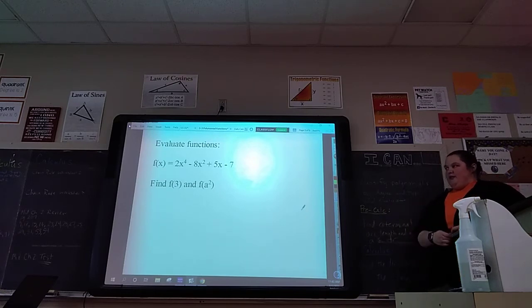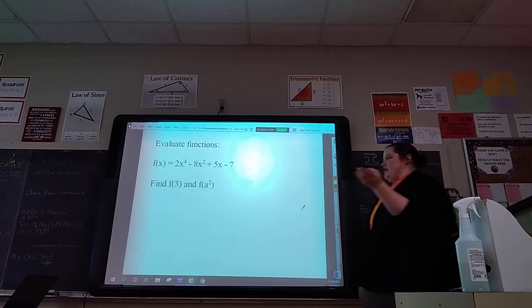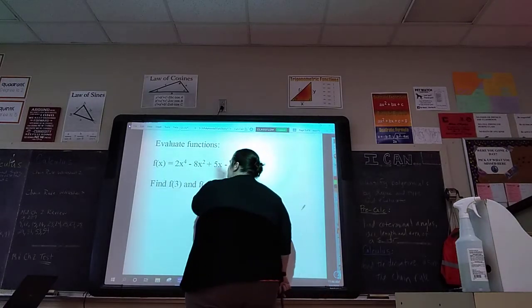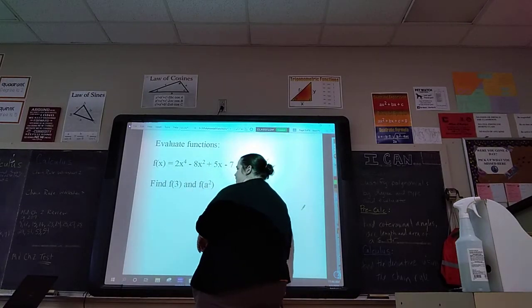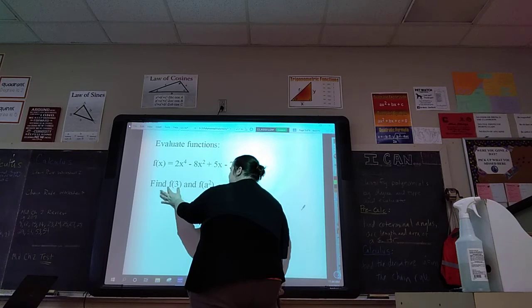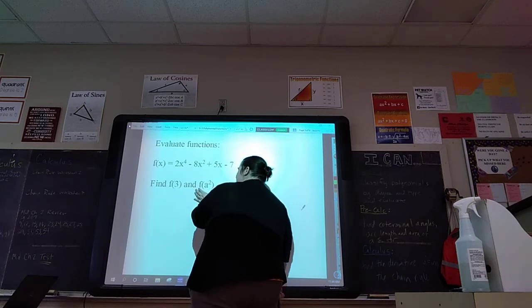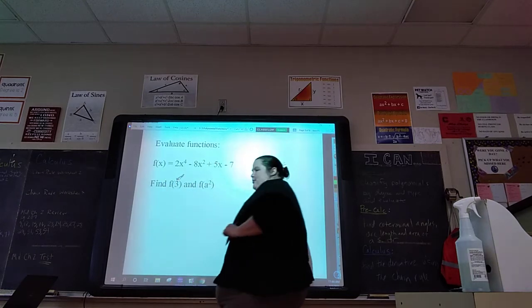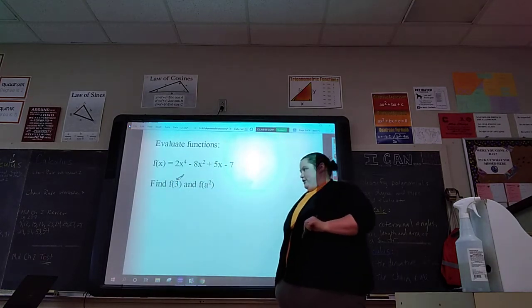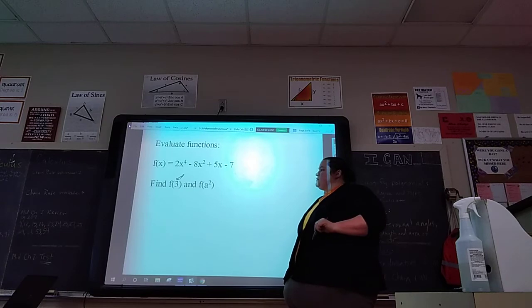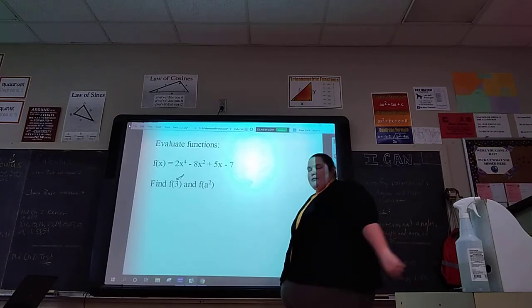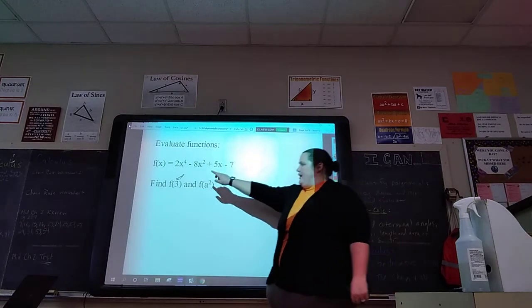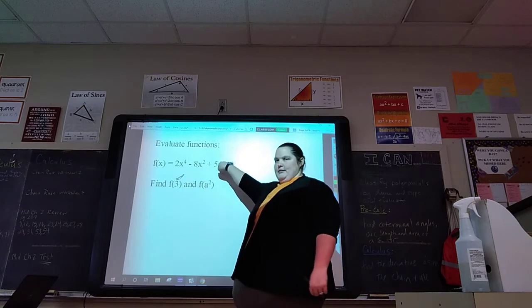So sometimes I'll give you a function and I'll ask you to evaluate for two different things. Okay? So here's our function. It's a quartic function because it's an exponent of 4. And then down below here I have two things. We have f of 3 and f of a squared. So when I see something inside parentheses like that next to f, what am I asking you to do with that 3? Replace the x. Yeah, it replaces the x's. So we're going to take that 3 and put it in for all of the x's in the function.